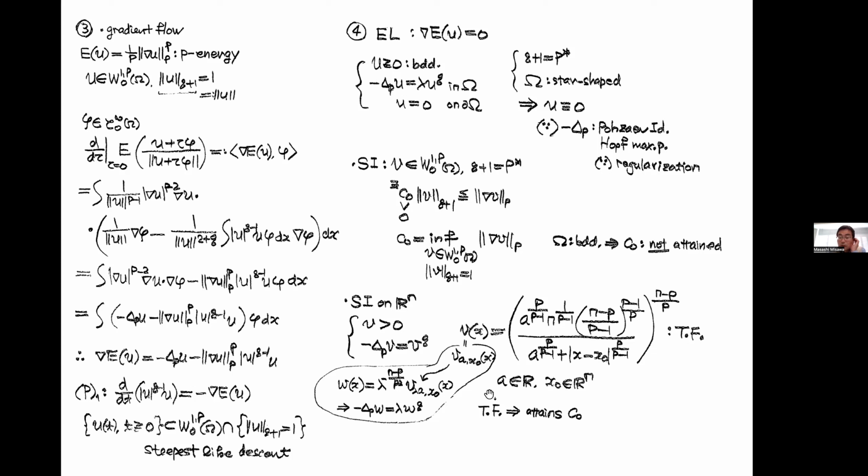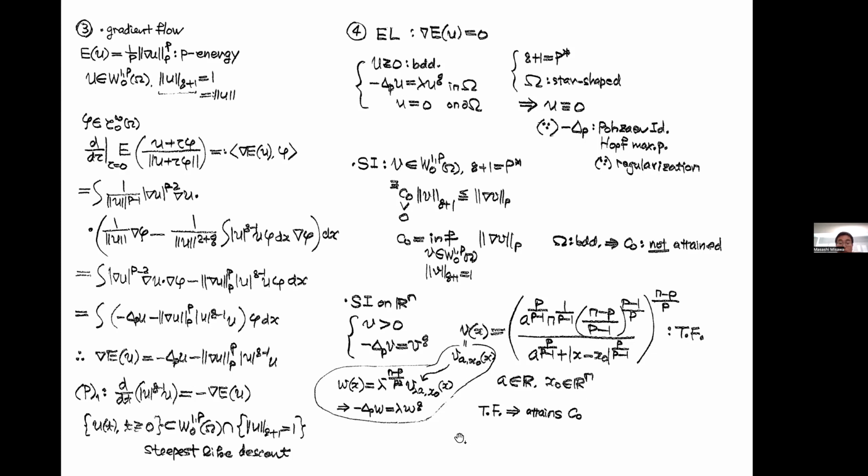Here we let a be a real-valued constant, and x0 be a vector in Rn. It is well known that the Talenti function attains the Sobolev constant C0 in Rn.